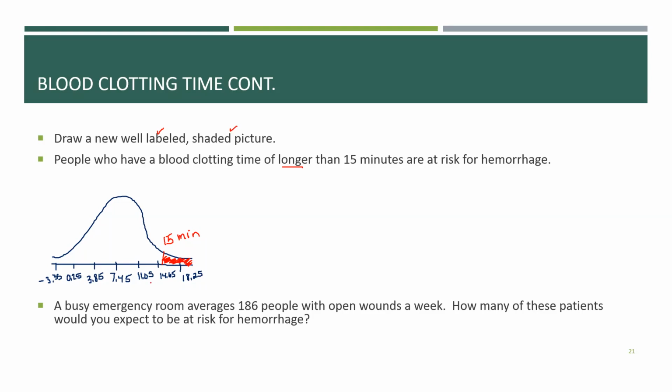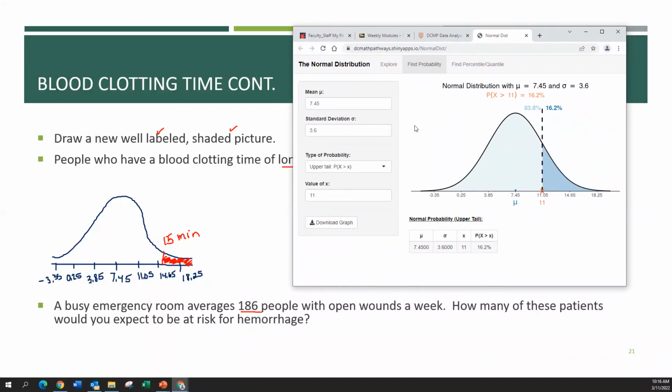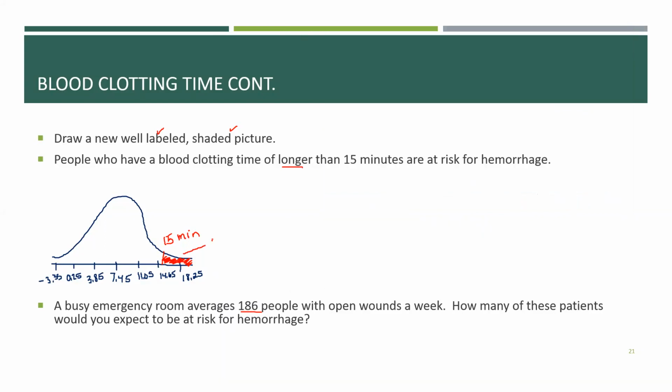And then I'm told a busy emergency room expects or averages 186 people with open wounds in a week. How many of these patients would you expect to be at risk for hemorrhage? Well, in order to figure that out, I need to know what percent is blood clotting times above 15 minutes. So pulling in my app, we have the mean, the standard deviation. In here, we do want an upper tail value. Our value is now 15 instead of 11. So I see that this would be 1.8% of people that are in this category. So that's 1.8%.